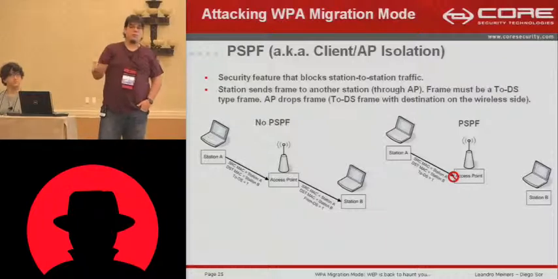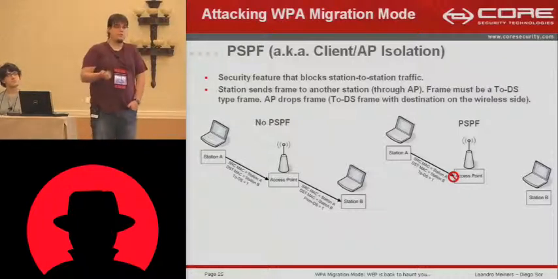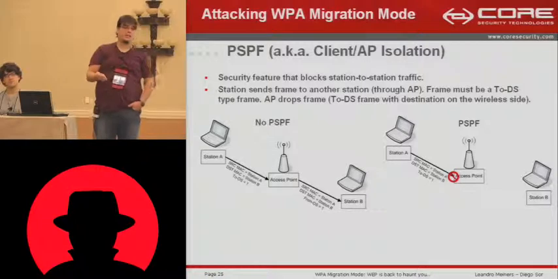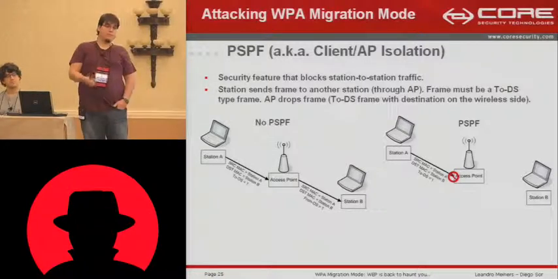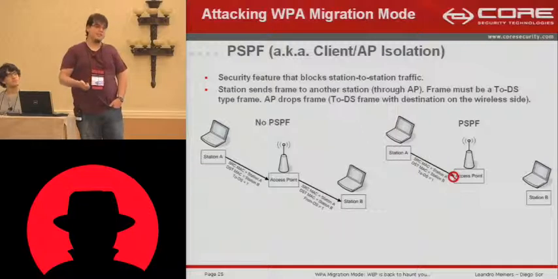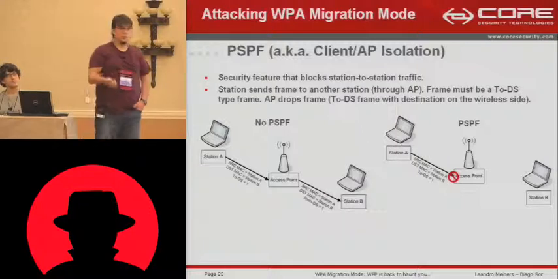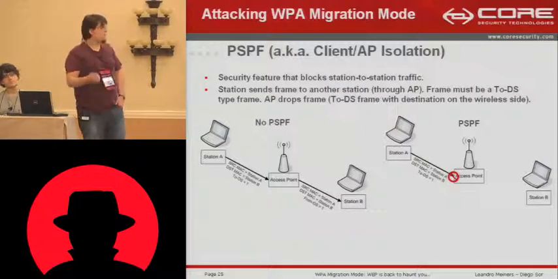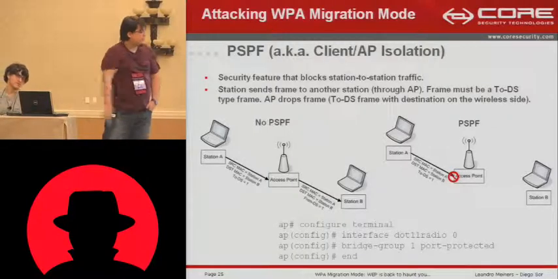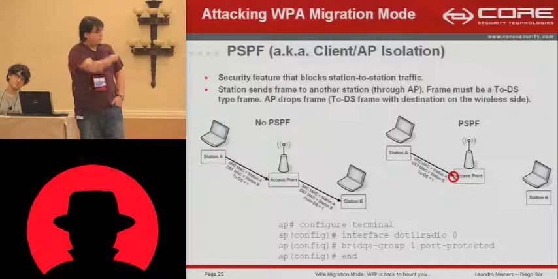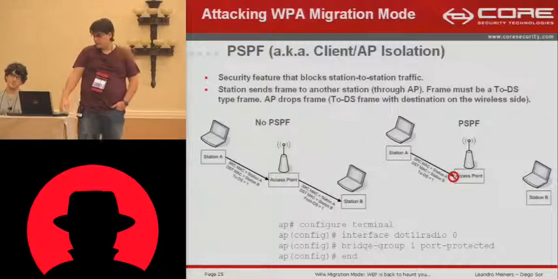So we said, okay, we don't have any WEP stations to attack because we're assuming that we're in migration mode and there are no WEP stations in sight. So this might be a security feature that does enable us to thwart our attacks in migration mode. Basically, what you see below is how to configure this in a Cisco IOS. You have to use the port protected option.